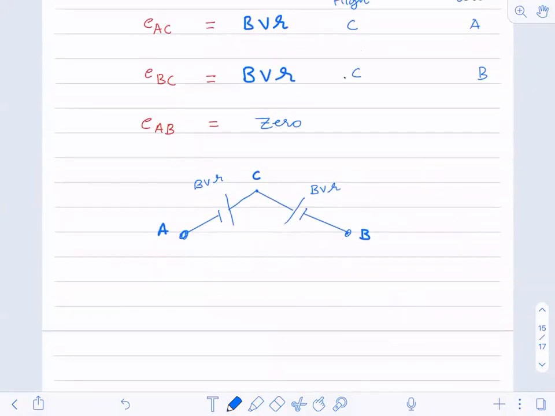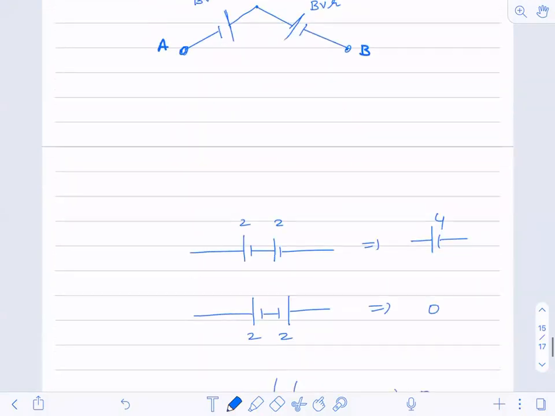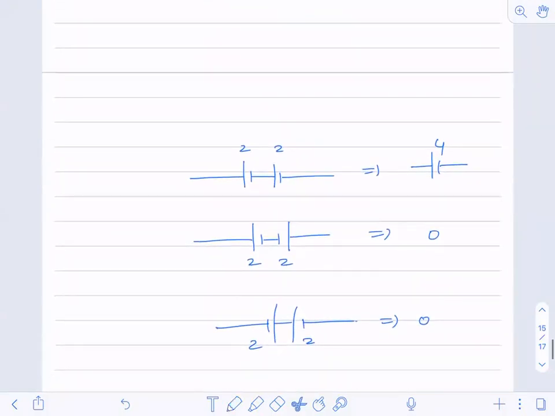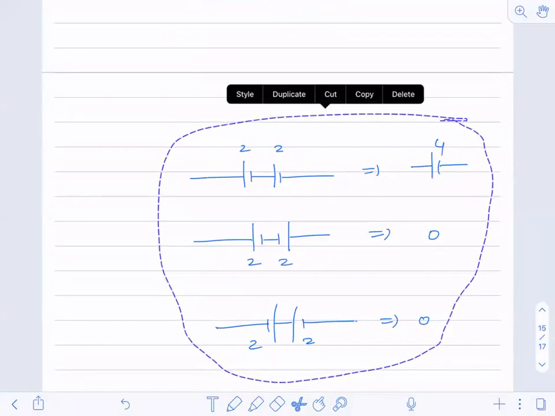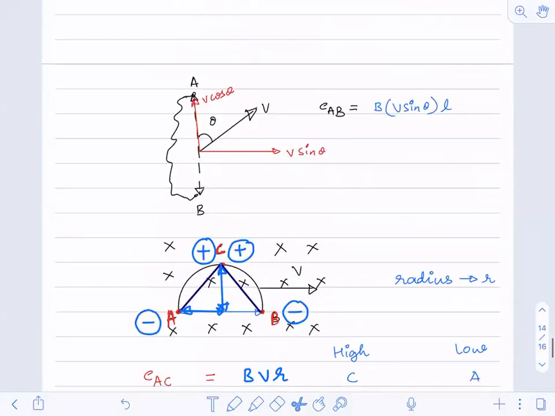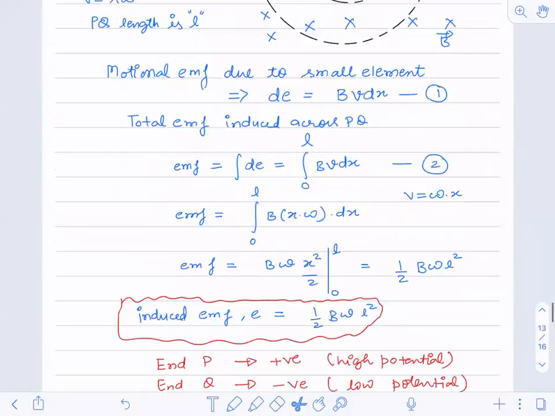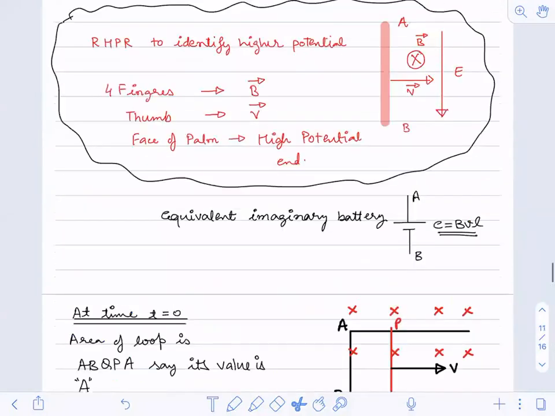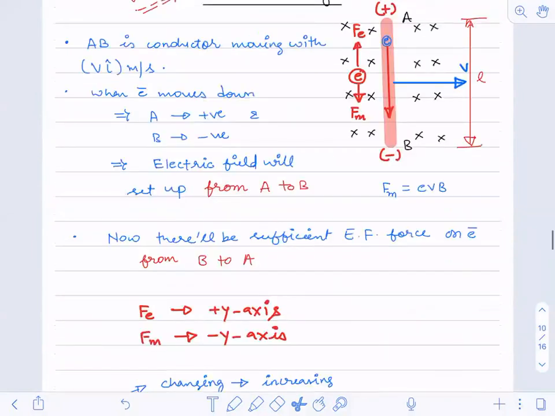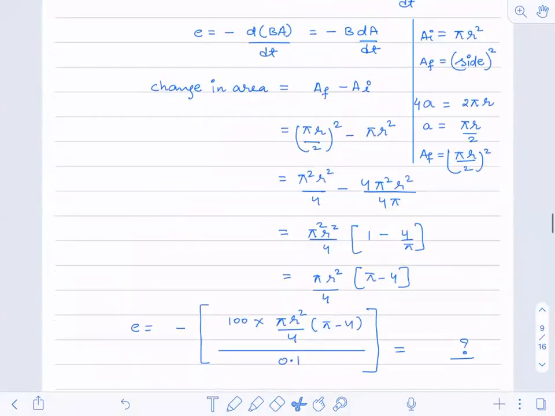See here, high potential over here and high potential over here. So between A and B, it becomes 0. So the topic of motional EMF is now finished. Tomorrow we will be doing some questions on this. I have not added questions today. I thought of taking any doubts you are having in this chapter.